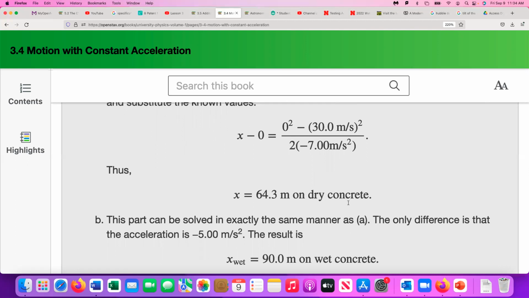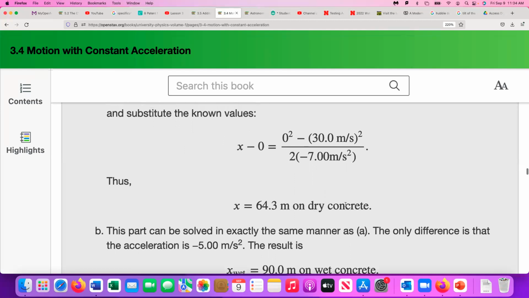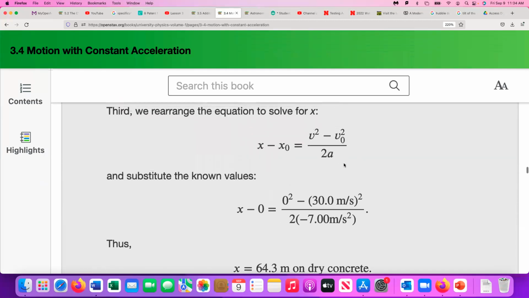But the interesting thing is the next part says we want to do this for wet concrete. It's a different acceleration, but all you need to do is go back to this formula and now plug in the numbers, replacing the acceleration at -7 meters per second squared with -5 meters per second squared. Because you've already made the formula, you only need to do it once and you're good to go.